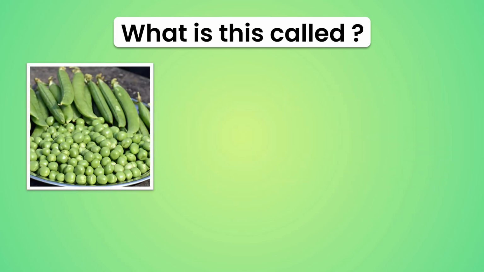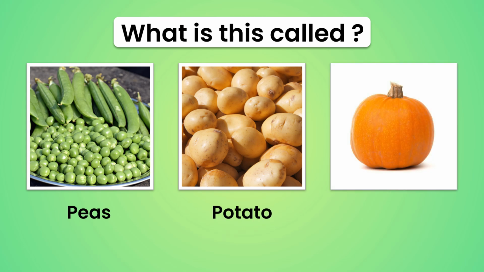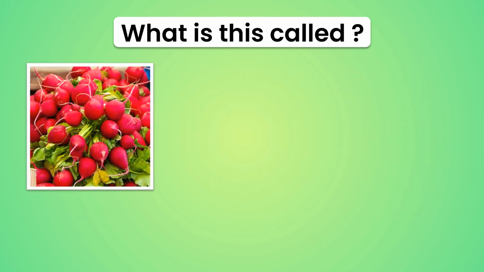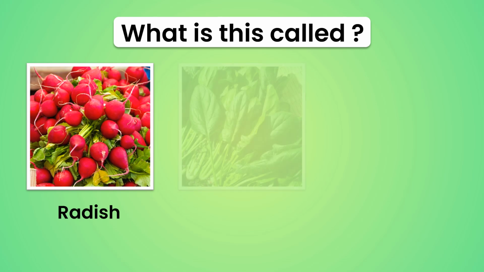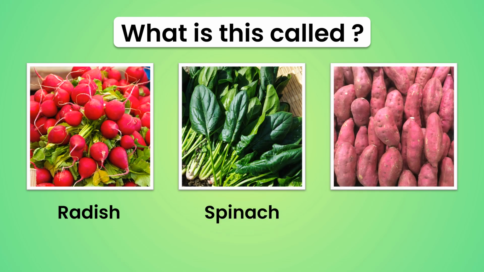What is this called? Peas, potato, pumpkin. What is this called? Radish, spinach, sweet potato.